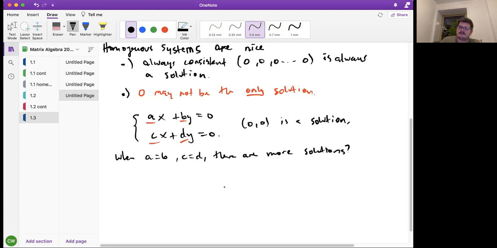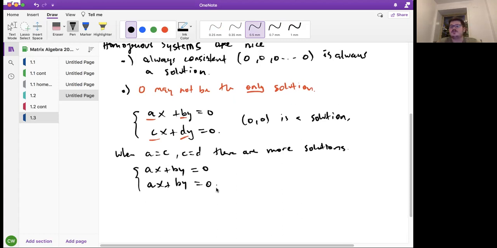Why? Because if you see that, AX plus BY, oh, I'm wrong. When A equals B and C equals D, I think you meant, right? And then AX plus BY. So they're the same line. So that's an example of a homogeneous system that has more than just 0, 0 as the solution.